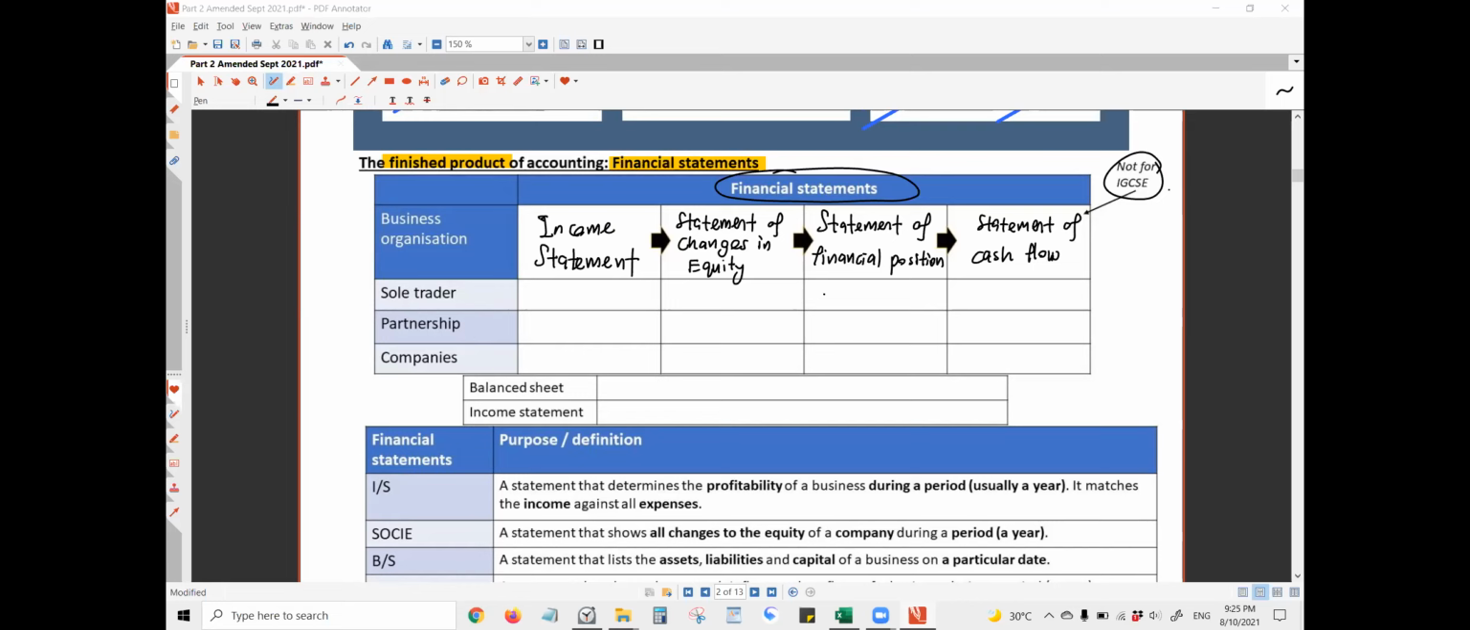Now let's see. So these are the financial statements. These four are known as financial statements. And you can see the one at the rightmost, statement of cash flow, is written here as not for IGCSE. That means you are not going to learn this in this accounting subject. You will learn it in the future if you come across accounting when you get into college or university. For now, help me to cross off these few boxes.